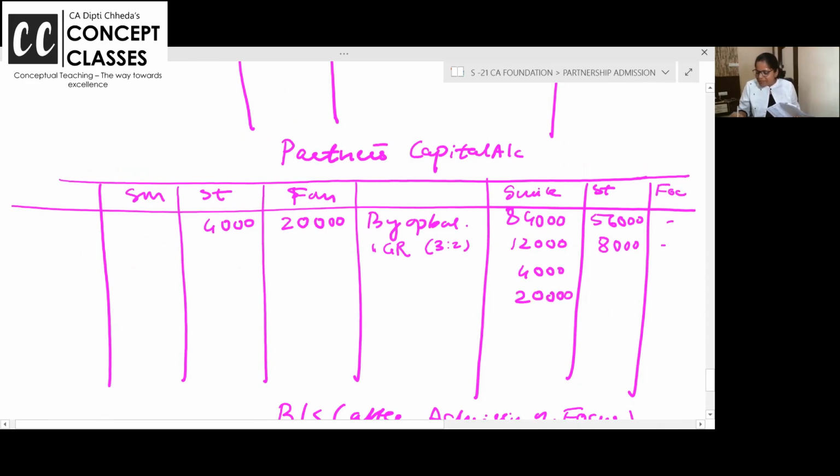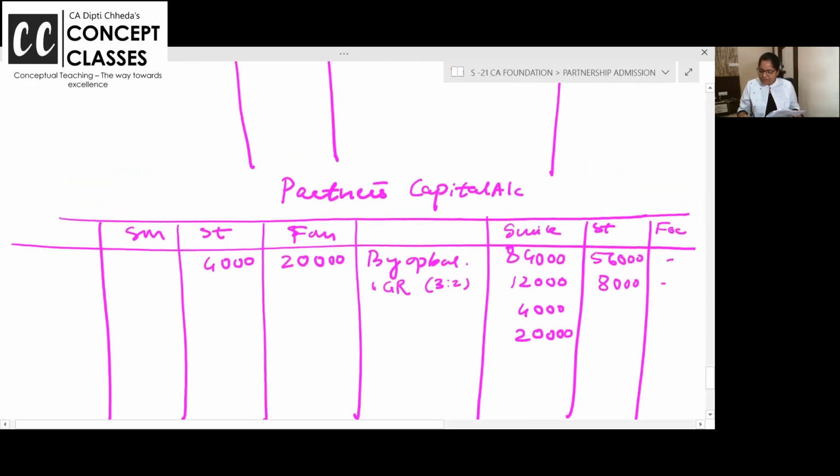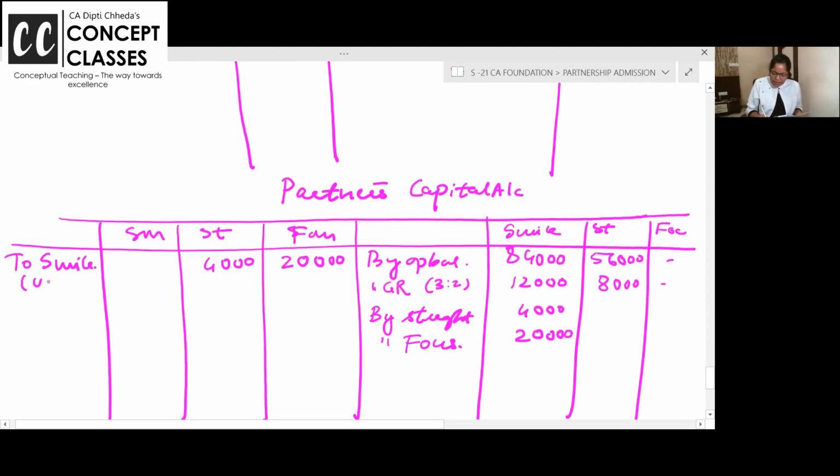Are you observing one secret in the way I write? This was taught to me by my teachers. When you read the problem and write, everyone has their own style. Write the figures first. You will never go wrong. Then debit Strength account and Focus account, they both are gaining. So write Strength and Focus to Smile account. Reference number working note 2.